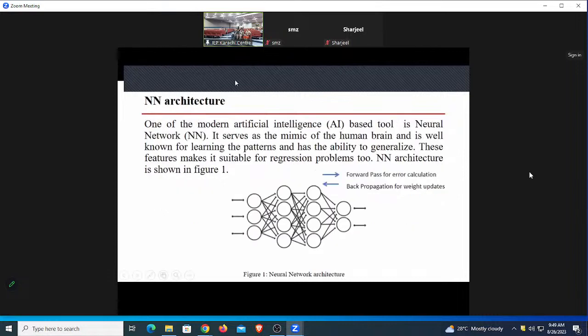So the neural network architecture is basically, as shown, one input layer, then some hidden layers depending on the network or complexity, and then we have an output layer, which is actually the prediction of the parameter you are going to calculate.